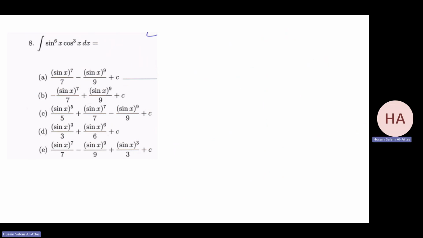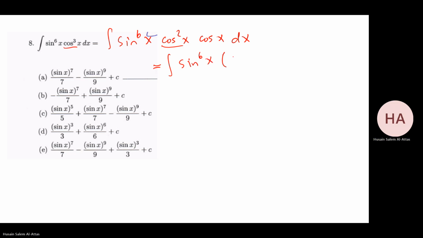I need one odd, so I have cosine odd, that makes it ready. So I have sine to the power 6x cosine square x. I need cosine out, so I need to change this into sine. That will be sine to the power 6x, this is 1 minus sine square x, cosine x dx.